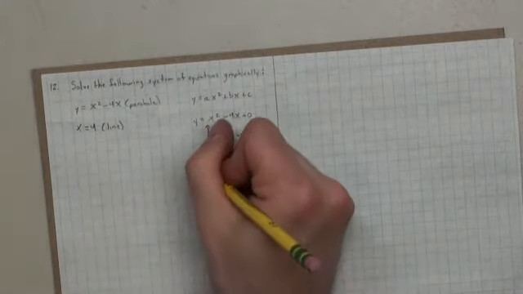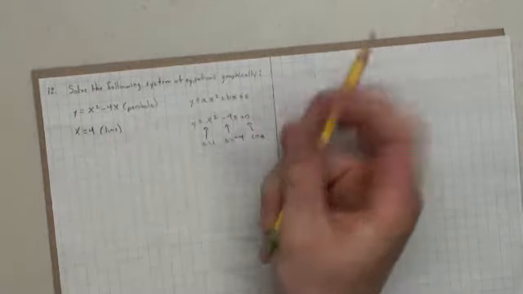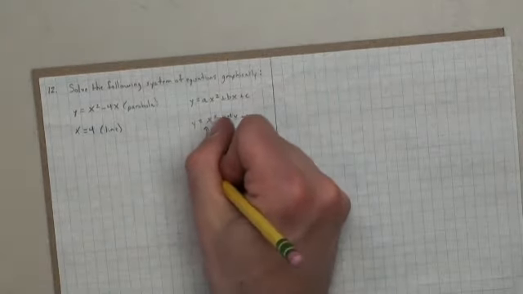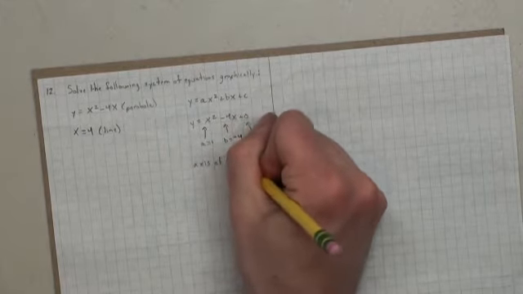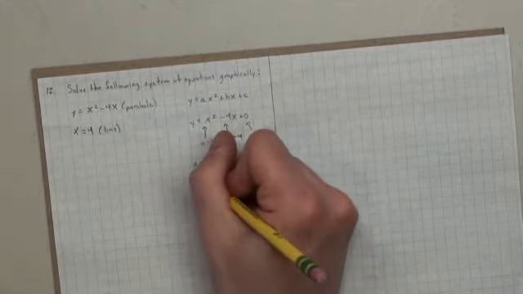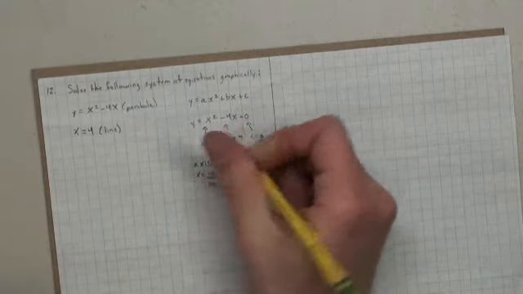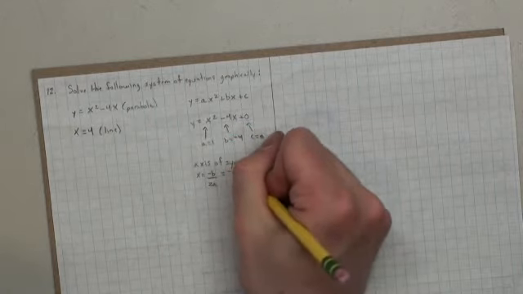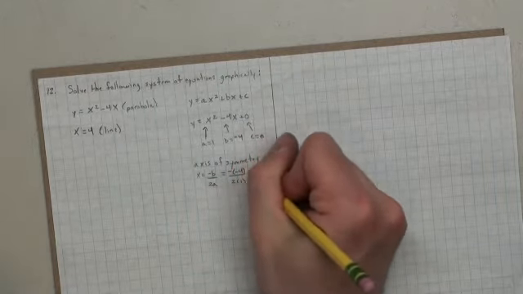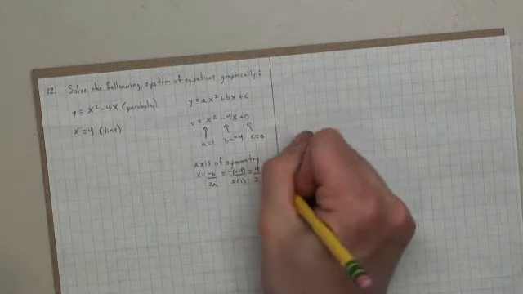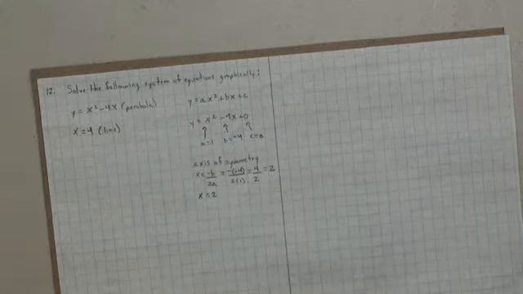Okay? So now we have to identify what we're doing as our axis of symmetry. X equals negative b over 2a, which is negative 4 over 2 times 1, which is 4 over 2, which is 2. So x equals 2 is our axis of symmetry.